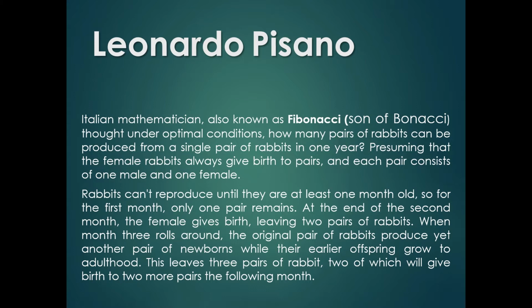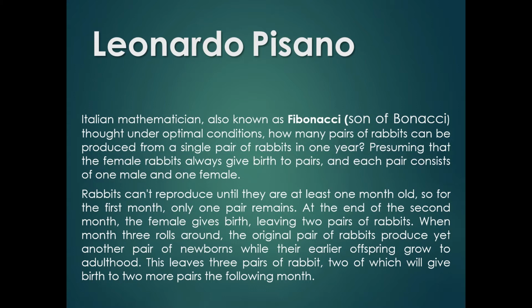When the month ends, month 3, the original pair of rabbits produces yet another pair of newborns, while their earlier offspring grow to adulthood. So now how many pairs? There is the original pair, one pair, then their first offspring, so another pair, two pairs, and then now the new offspring. So three pairs of rabbits.